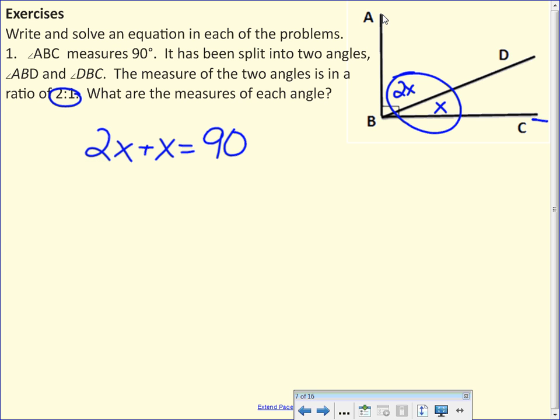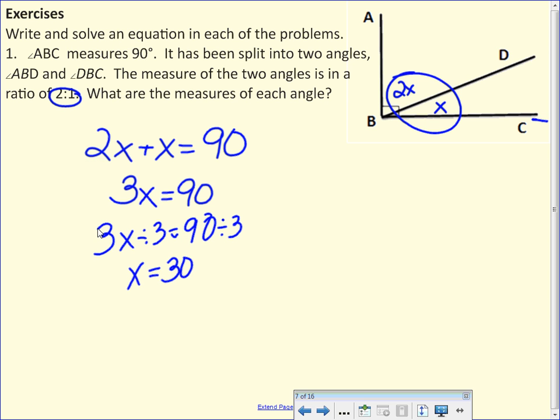So now I can combine like terms to use fewer terms. 3x equals 90. So go ahead and solve this and let me see what you come up with as an answer. A lot of you kind of fell into a little trap here. So 3 times x divided by 3 equals 90 divided by 3. So x equals 30. But that does not answer the question.